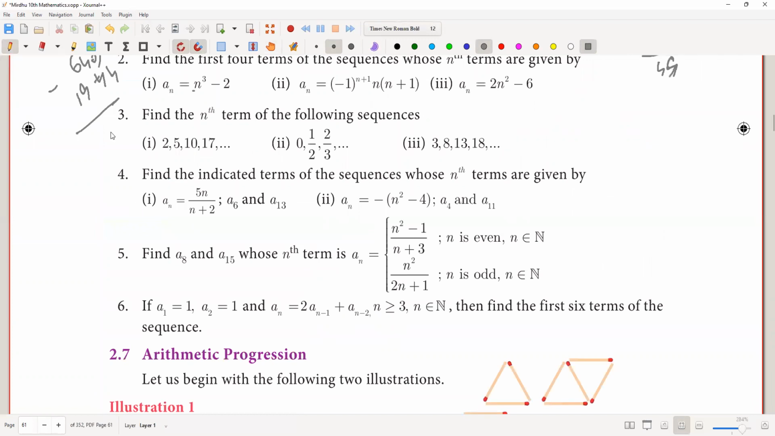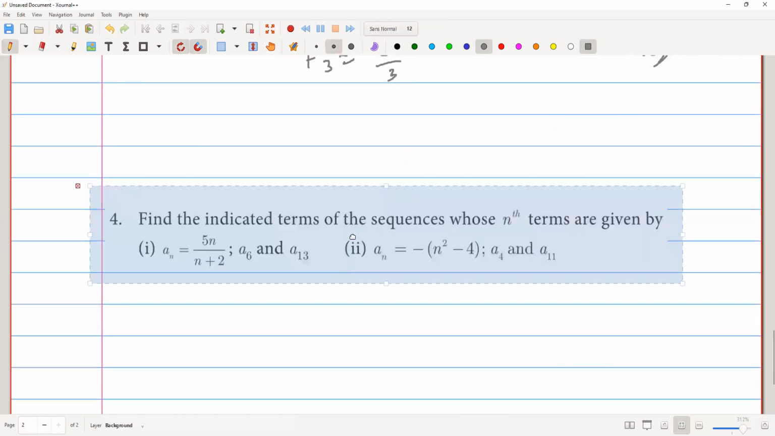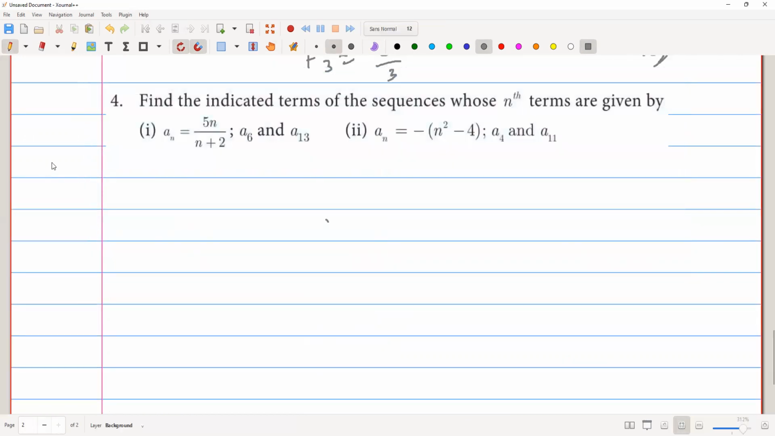Next one is AP. At that place, you will be getting it. Don't worry. What is an AP, why it is, and everything we have to see. At that time, you'll be getting the result. Oh, this is what it is.